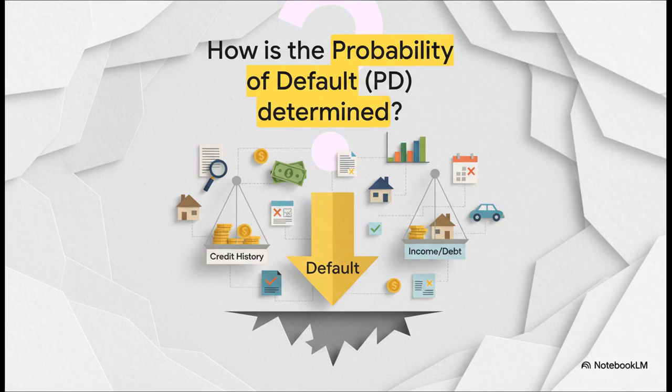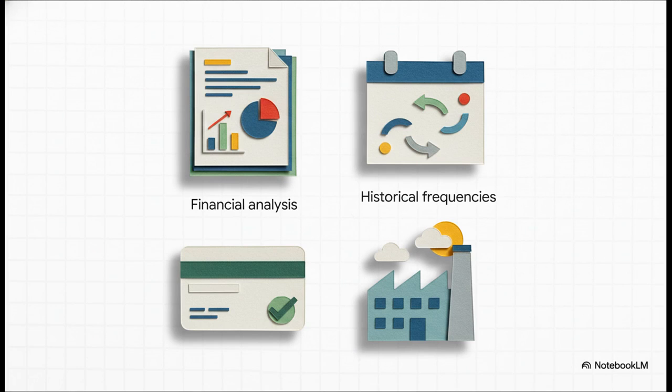So how do they actually determine this PD? They can't just guess, right? Feels like a 5% chance. No, it's a mix of super deep analysis and looking at tons and tons of historical data to land on that one critical number. And when I say they look at everything, I mean everything.